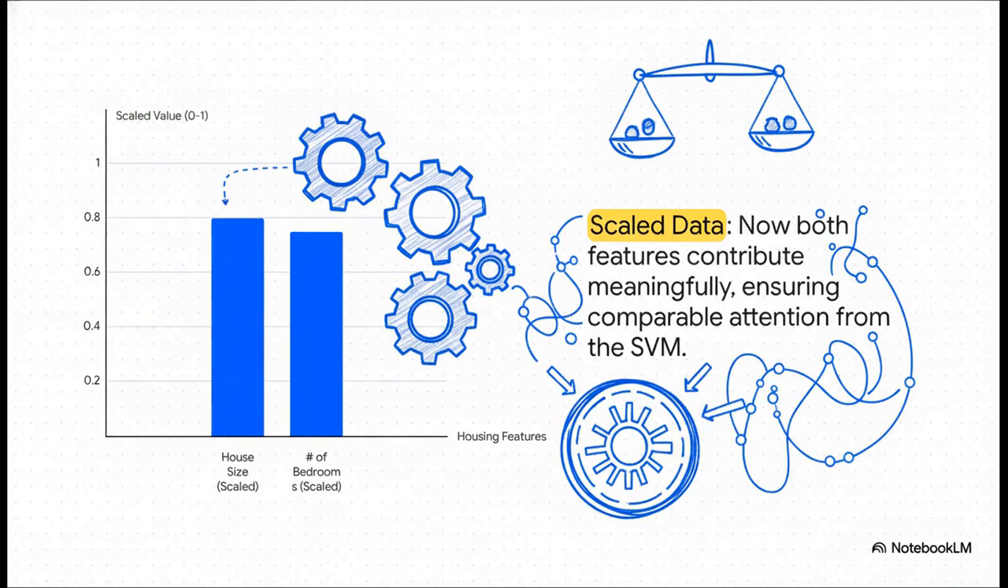But look what happens after you do feature scaling. We put both features on a similar scale, maybe something between 0 and 1, and suddenly it's a level playing field. Both features can now contribute fairly to that distance calculation. The SVM can give a comparable amount of attention to all your features, and that, my friends, is how you get a much better model.